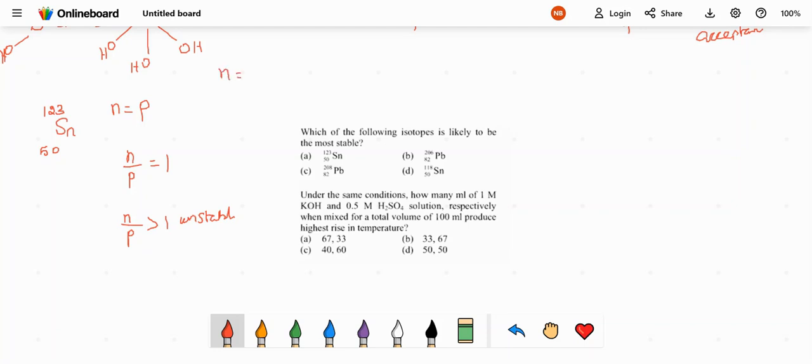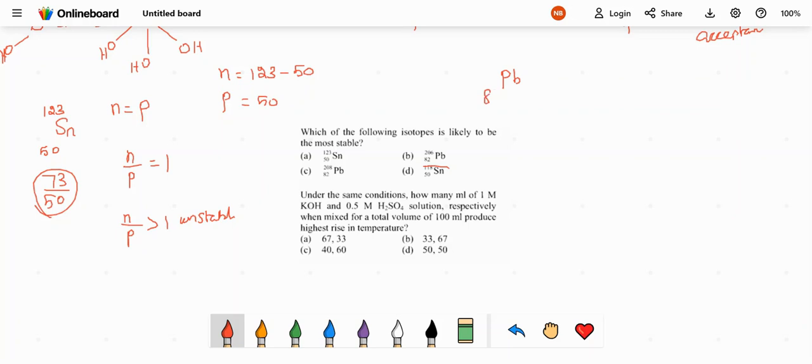What is the number of neutrons? It is very easy. 123 minus 50. You know that, I think, right? So protons will be 50. So 73 divided by 50 in the case of tin. That is why we will get the 73 divided by 50 ratio. It is more than 1. Look at this.